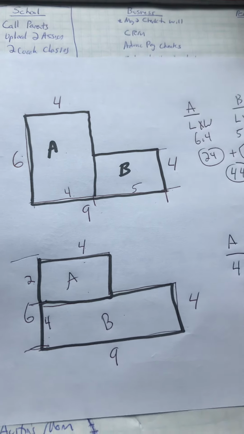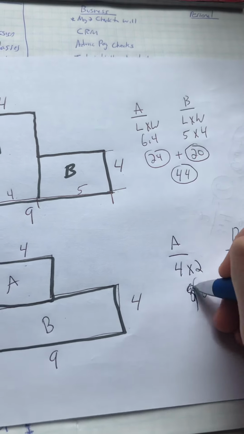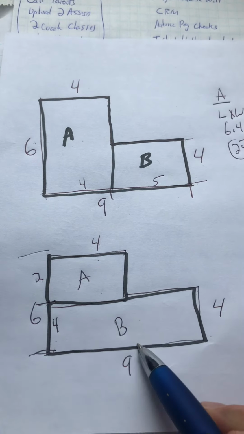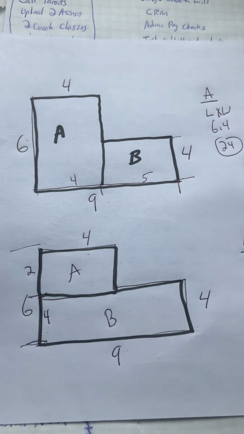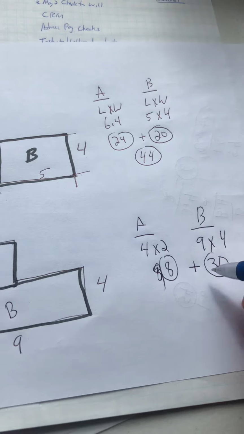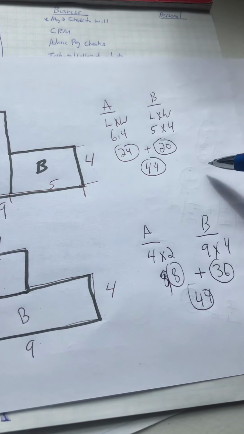So over here for shape A, this was 8. For shape B, I'm going to use the 9, and I'm going to use the 4, and I get 36. And now when I add the 36 and the 8, I get back to my 44, which you can see, either way I cut these up, I got 44.